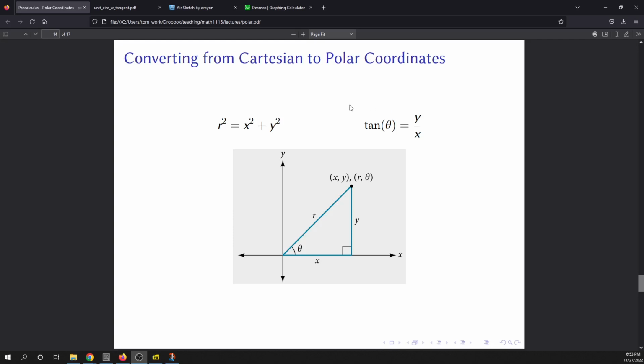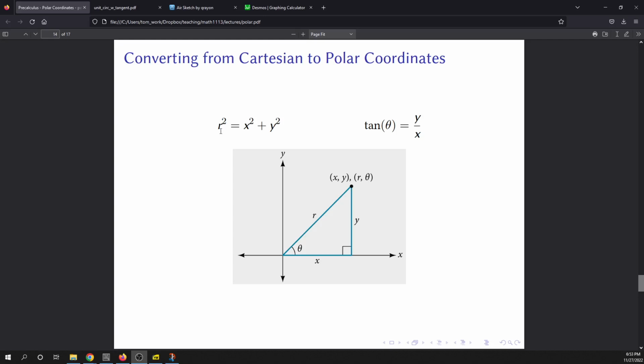Unlike converting from polar to Cartesian, when you're converting from Cartesian to polar, there are infinitely many possible correct answers. That comes from the fact that these two equations are not solved for r and theta, so there are going to be some choices that you're going to have to make.